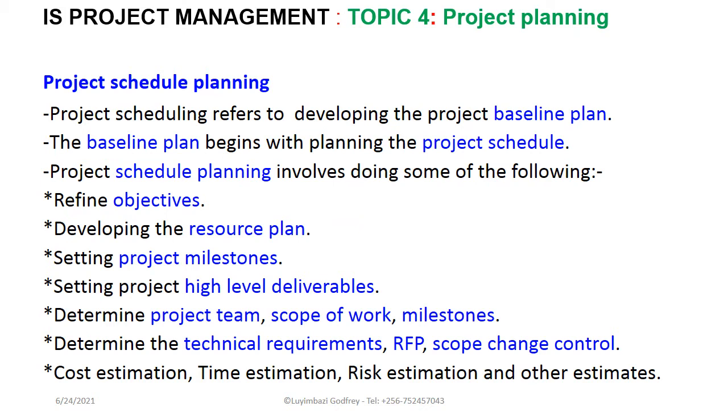We also determine the technical requirements. We come up with what we call a request for proposal, RFP. We also think about how we are going to control changes in scope. This is what we call scope change control. We are going to see how each and every cost is going to be estimated. In our topic number 5, cost management is one of the project management areas of knowledge, and in cost management, they show us how costs can be well managed.